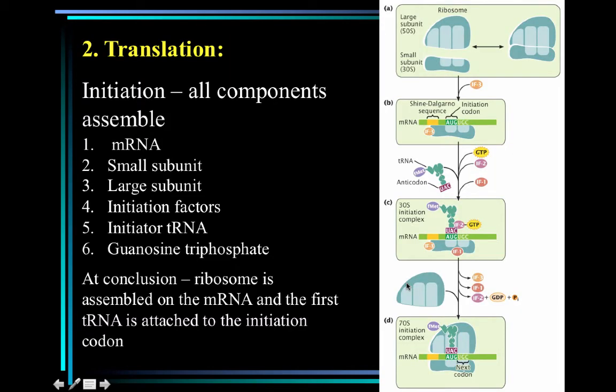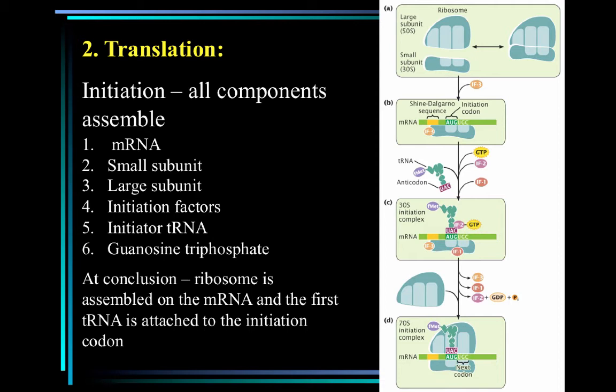The second step is actually the translation initiation, and this is where we have multiple components coming together and assembling. So those components are going to include messenger RNA, a small subunit, a large subunit, various initiation factors, and initiating transfer RNA, which we just looked at in the previous slide, and then guanosine triphosphate, which is GTP.